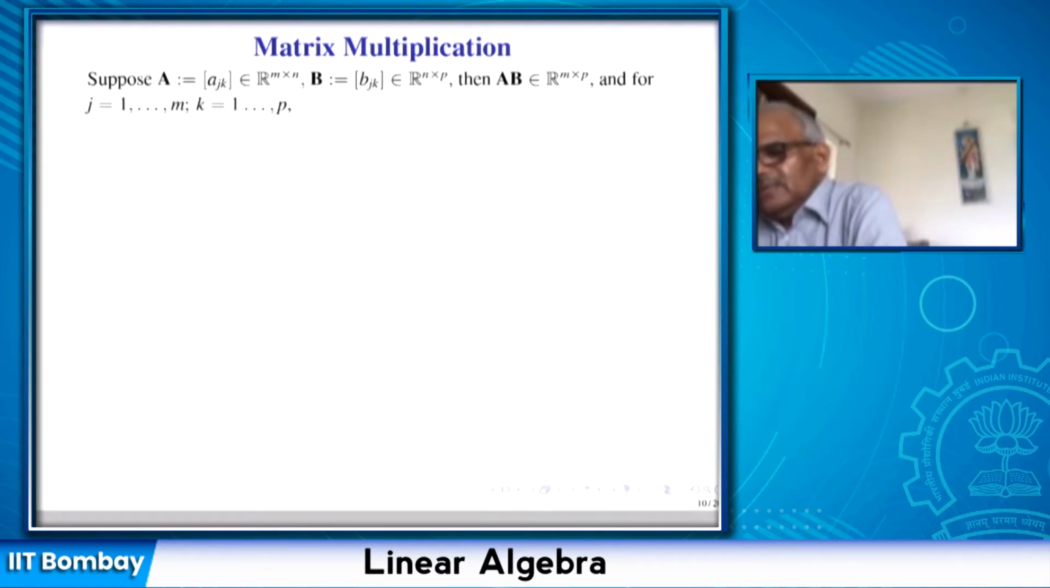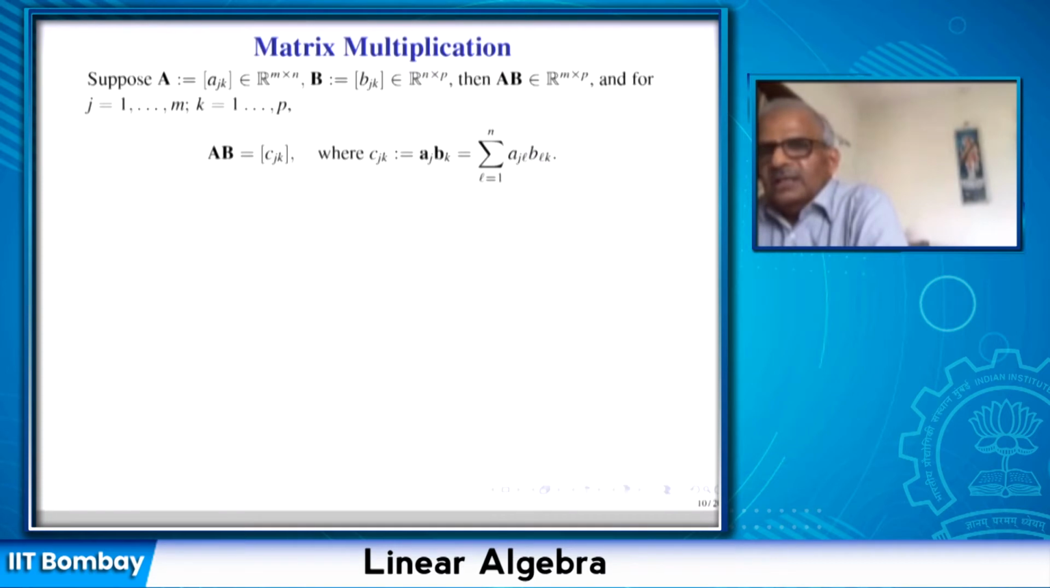So here are some properties. If I take a matrix A, which is m by n, and a matrix B, which is n by p, then AB is an m by p matrix, and for j equal to 1 up to m and k equal to 1 up to p, the general entry of AB, which is Cjk, is the real number obtained by taking the dot product of the jth row of A and the kth column vector of B. Therefore it is the sum, with l varying from 1 up to n, of Ajl times Blk. Just keep this notation in mind. If you know what it is, then it is clear.